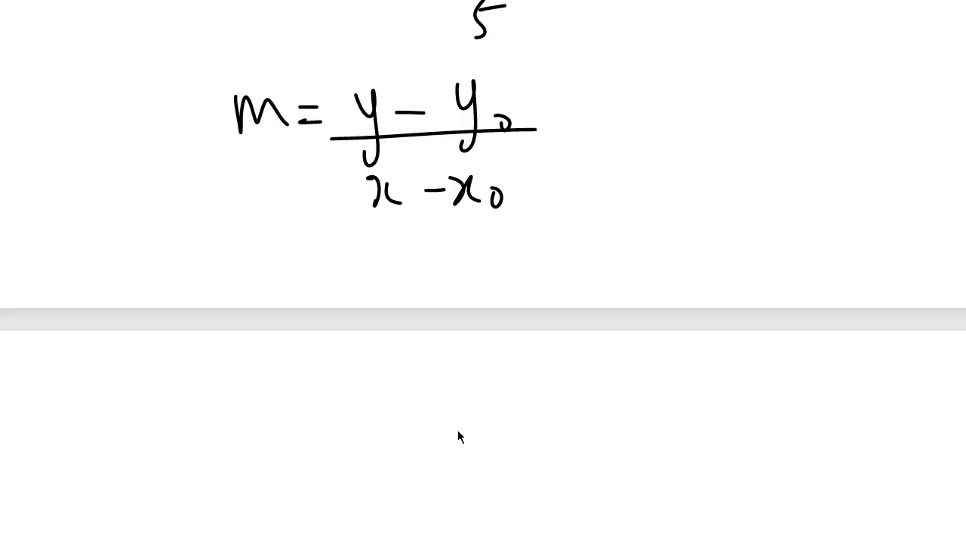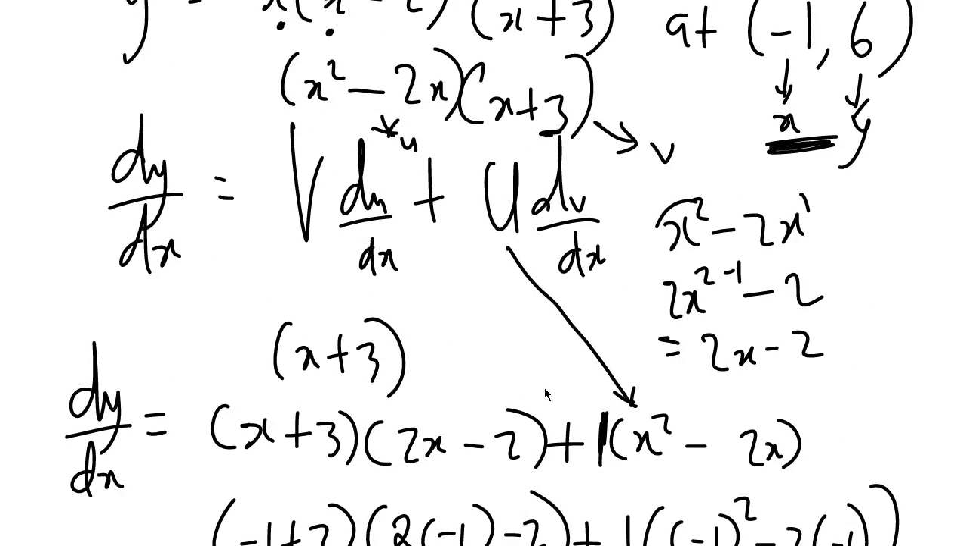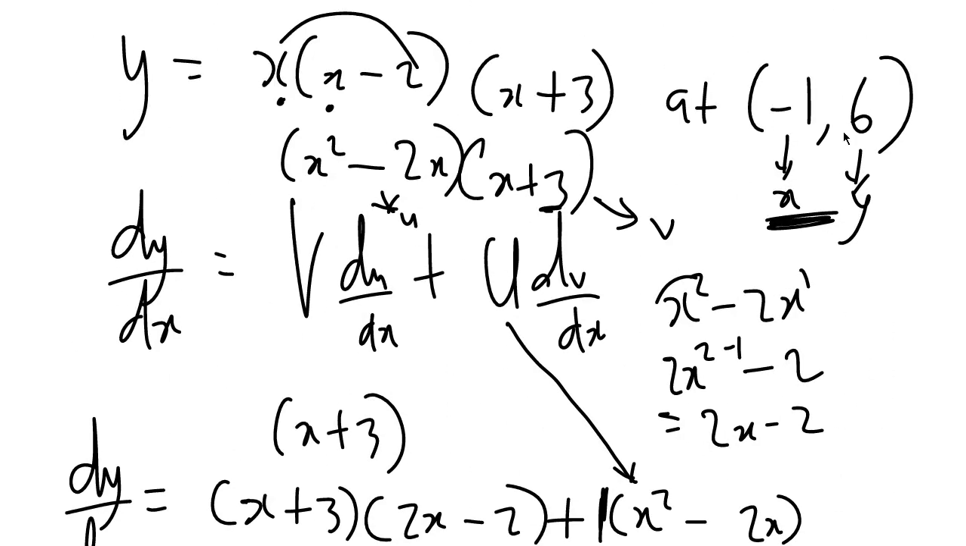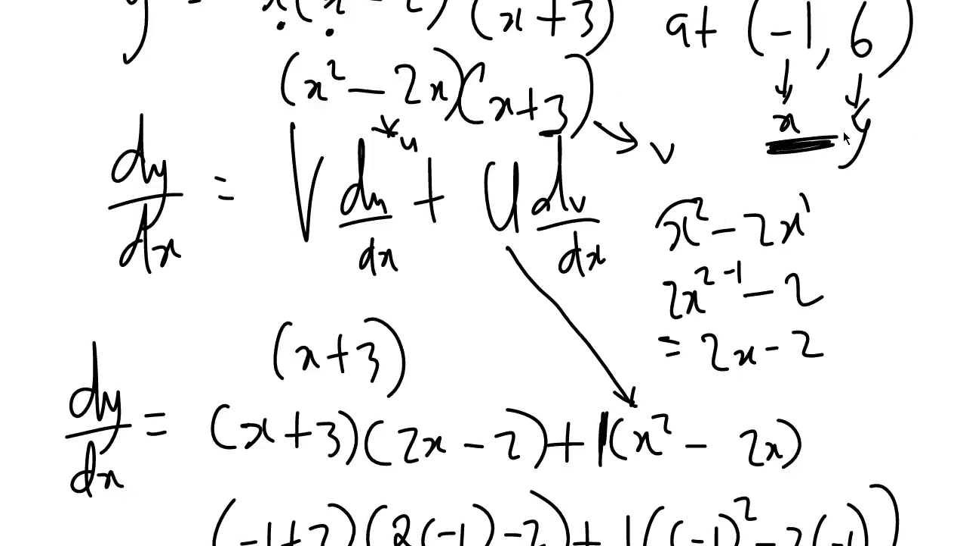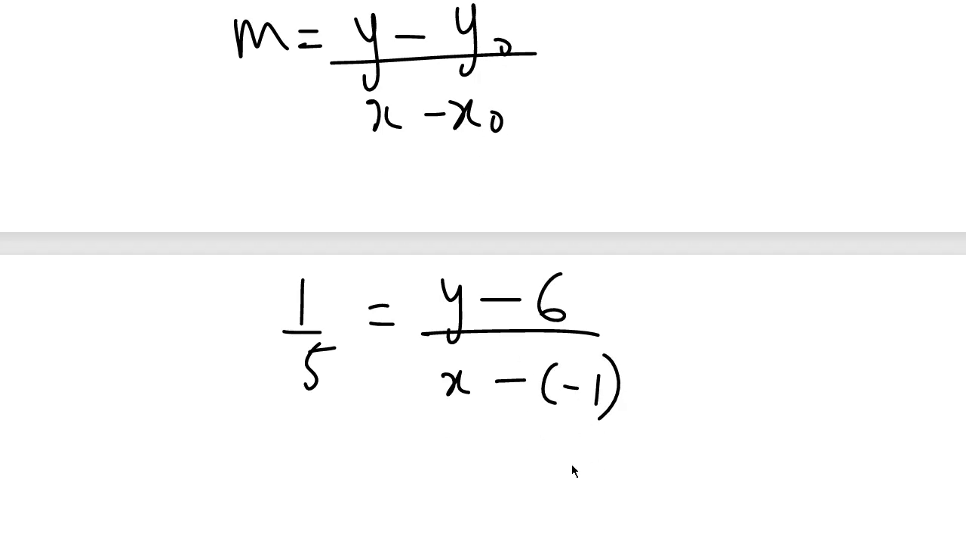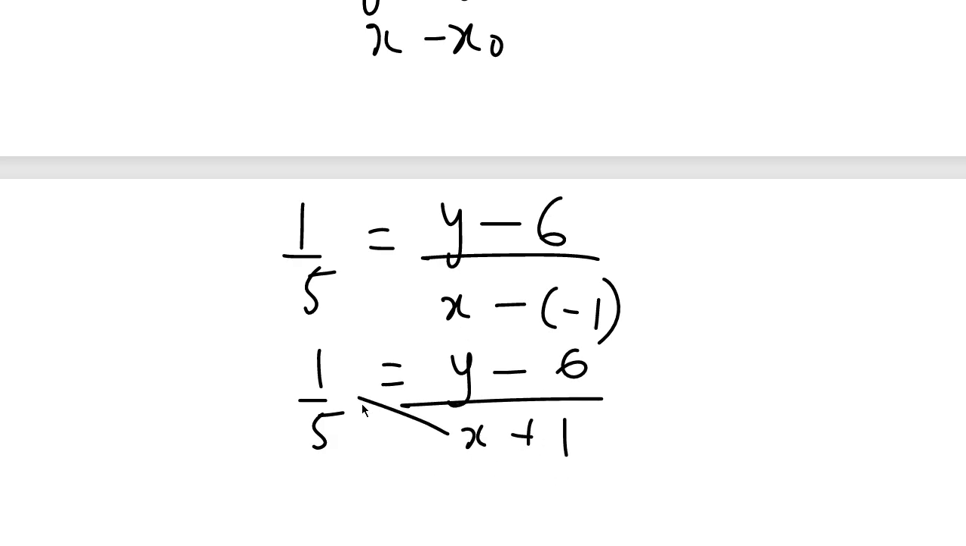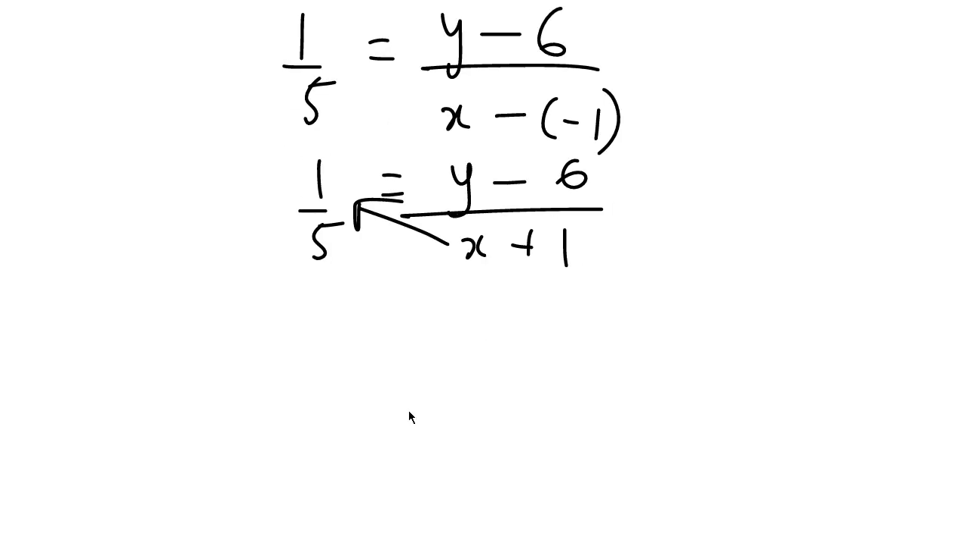What are they going to have? They're going to have that 1 over 5 is equal to y minus, what is yo? What is yo? 6, right? Because that's the y coordinate. And what is xo? Minus 1. So that will be y minus 6 all over x minus, what is xo? Minus 1. X minus minus 1. Are you following? So that will be 1 over 5 is equal to y minus 6 over, negative times negative is positive, so you have x plus 1, and then on cross multiplying, what do you then have?